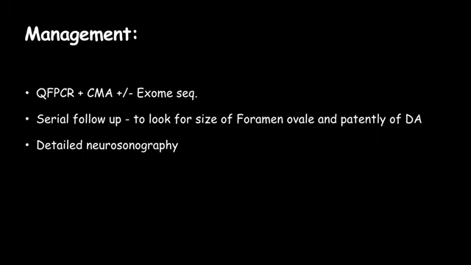Now having diagnosed d-TGA, the next step would be to go for the management, where it is probably better to advise QF-PCR and microarray, and if required exome sequencing when associated with other congenital anomalies. Although we have seen that the risk of chromosomal abnormalities and associated congenital abnormalities with TGA is rare when compared to the other congenital heart disease. Also, we need to serially follow up to look for the size of foramen ovale and patency of ductus arteriosus, the details of which I will discuss in subsequent slides. And it is also necessary that we should do detailed neurosonography.